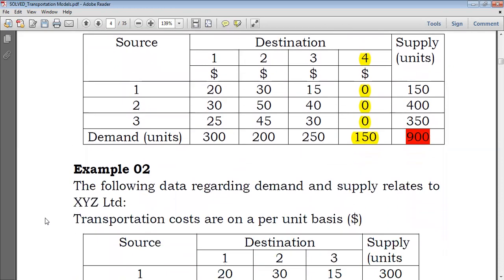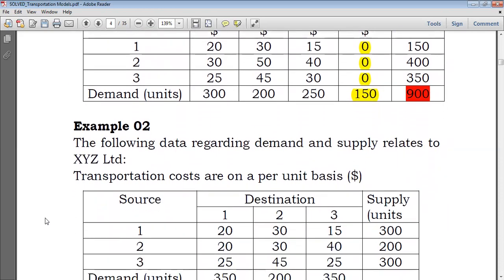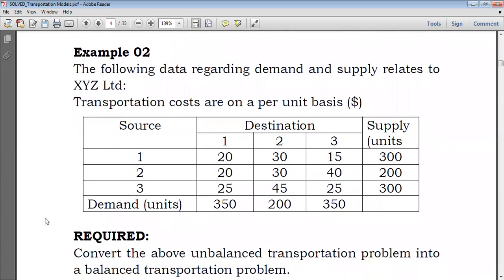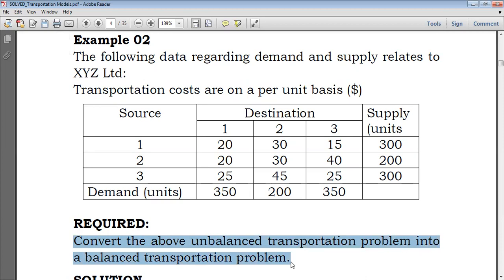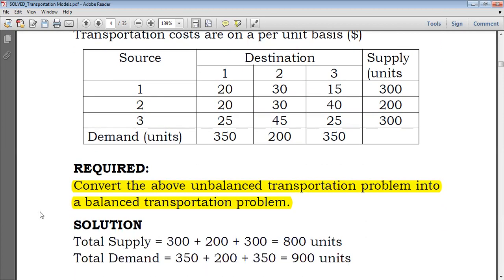Now let's go to another example. Example 2. The following data regarding demand and supply relates to XYZ Ltd. We are told to convert the above unbalanced transportation problem into a balanced transportation problem. The problem seems unbalanced and you can prove it. You can just check it.